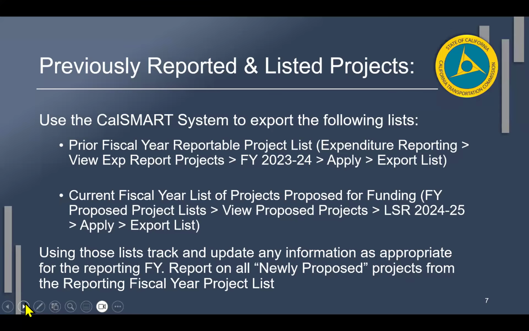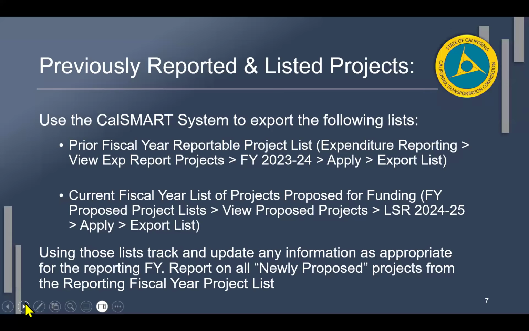And then you also want to export your current fiscal year list of projects proposed for funding. So that is the 24-25. That is what is considered the current, right? Using those lists, you're going to track and update any information as appropriate for the reporting purposes. Report on all newly proposed projects. This means projects that did not appear in your project list. And this can be projects from your project list or new projects that came up.